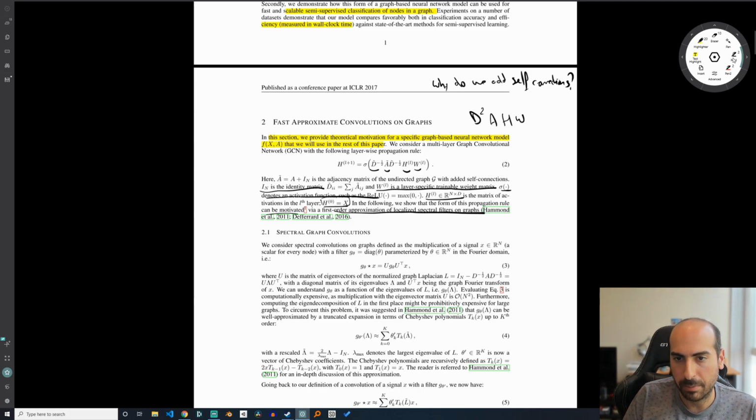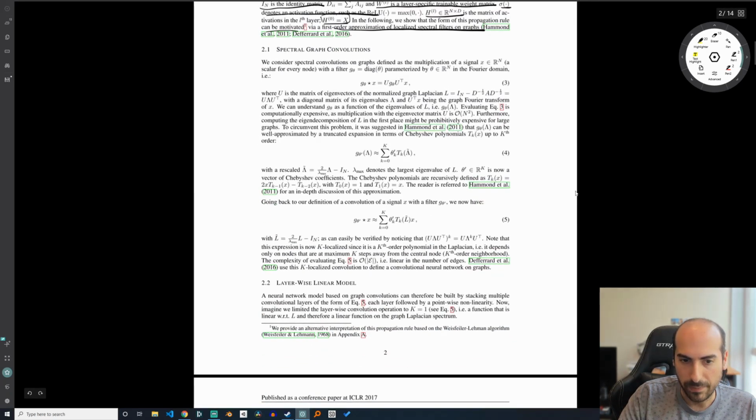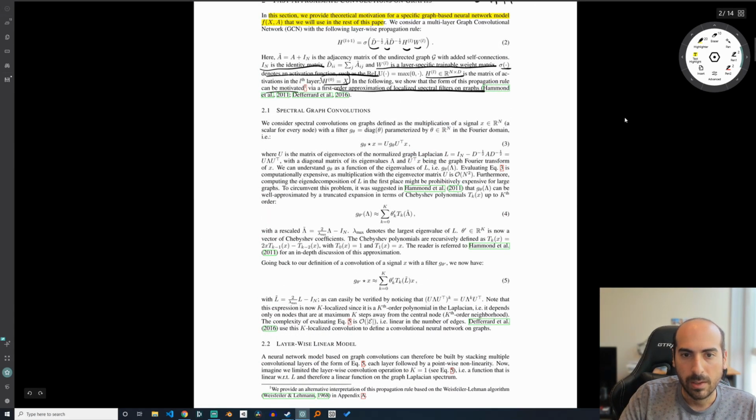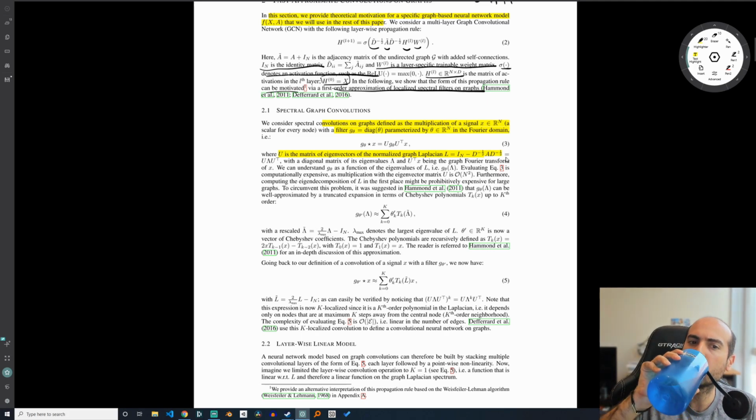Okay, and they're saying this is motivated by spectral graph theory, and then they're going to do some crazy stuff with Fourier. So let's just see if this makes sense or if it's going to be too complicated. So they consider spectral convolutions on graph defined as the multiplication of a signal with a filter g_theta, diagonal of theta, parameterized by theta in the Fourier domain. So you're taking g and convolving it with x, and then you get U g_theta U^T x. And U is a matrix of eigenvectors of the normalized graph Laplacian.